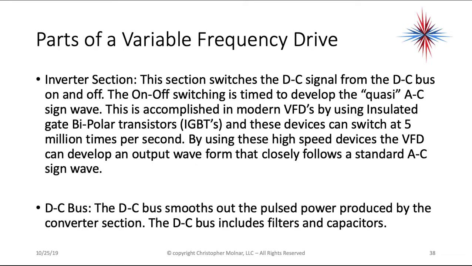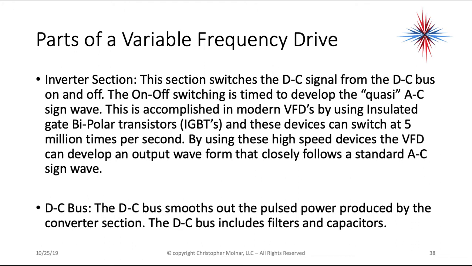The inverter section then takes that DC signal from the DC bus and switches it on and off. The on-off switching is timed to develop the quasi-AC sine wave. This is accomplished in most modern VFDs by using something we call an insulated gate bipolar transistor, IGBTs. These devices can switch at 5 million times per second. By using these high-speed devices, the VFD can develop an output waveform that closely follows a standard AC sine wave, but at varying frequencies.